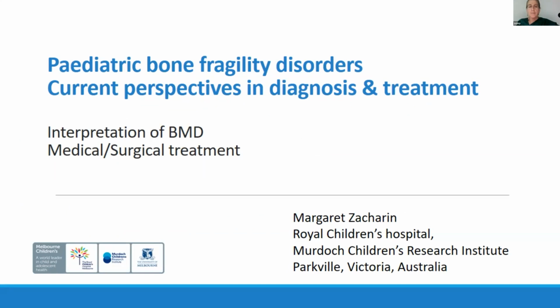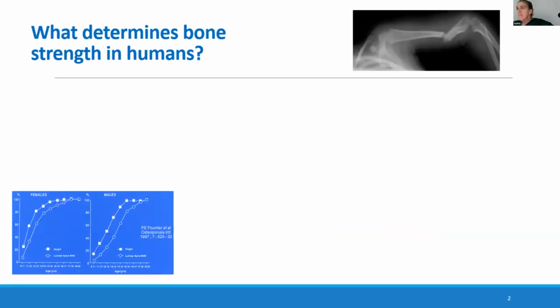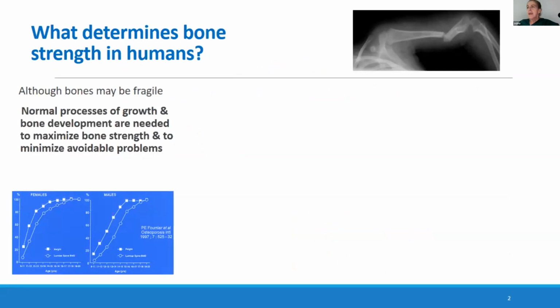I was asked to talk about pediatric bone fragility, so we will not confine ourselves to osteogenesis imperfecta, but we'll spend more time on it. So I think the most important thing that you need to think about is what is going to happen to children that you see with bone fragility disorders. How strong are their bones and how did it get there? Even though the bones may be fragile, you still have to consider normal accrual of height and bone development in order to maximize bone strength and to minimize those problems that you might be able to avoid.